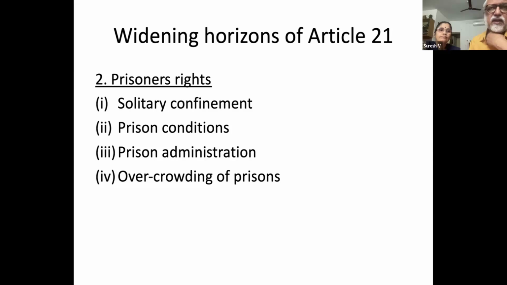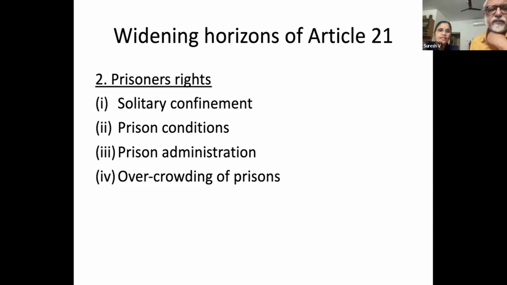Prison conditions. The Supreme Court has held many times that merely because your right of personal movement is curtailed because you are arrested, that does not mean your other rights are curtailed. There are many fundamental rights which remain with you, barring the right of free movement. So prison conditions, prison administration, overcrowding of prisons. Again, there's not much time to look at it, but the expansion of Article 21 in the last 30 to 40 years has been very, very wide.